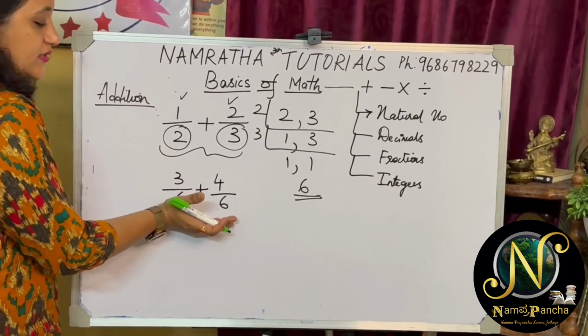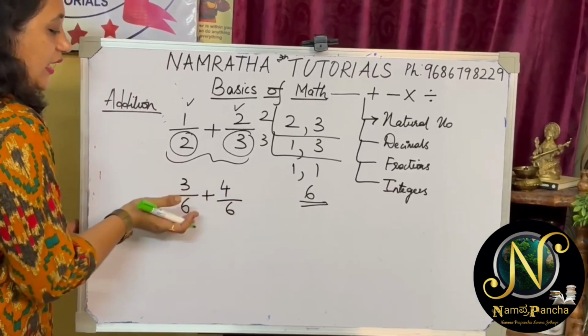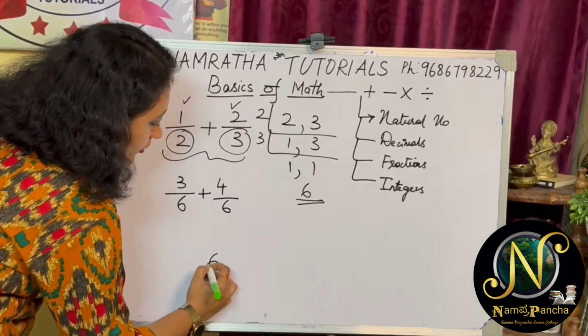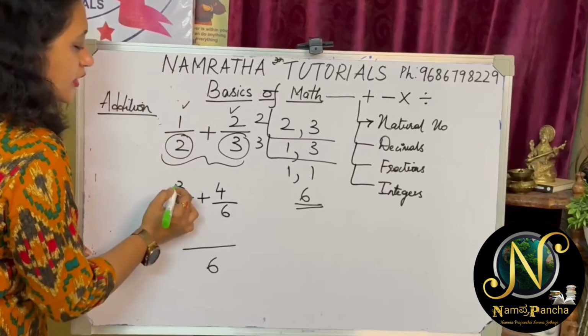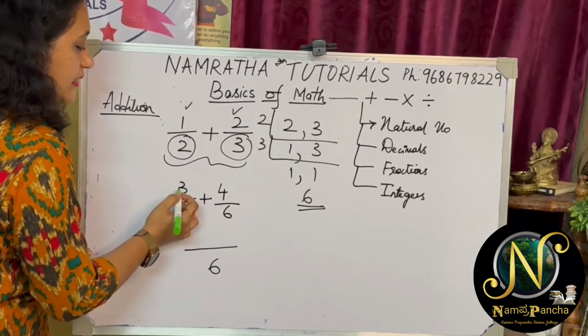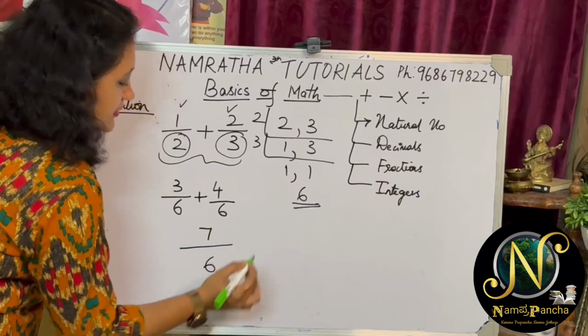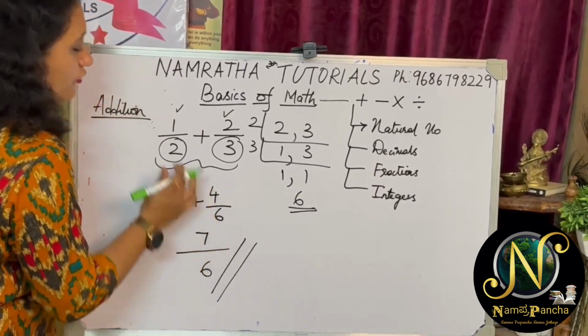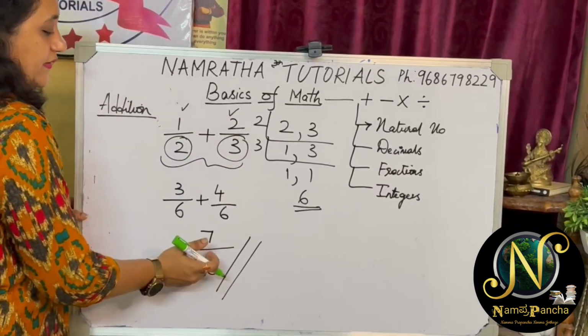Now both the denominators are same. So now easily you can add both. We should not add the denominator. We should place it as it is. Numerator should be added. 4 plus 3 is 7. So 7 by 6. So the addition of 1 by 2 and 2 by 3 is 7 by 6.